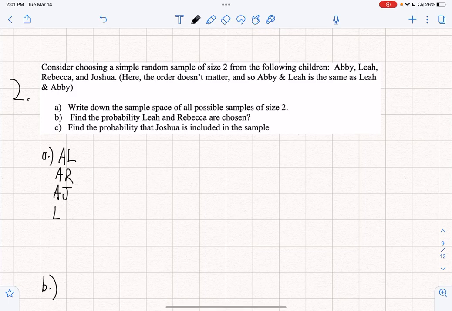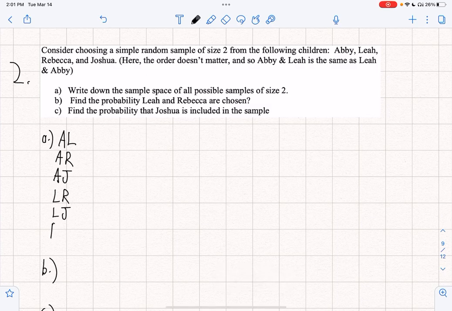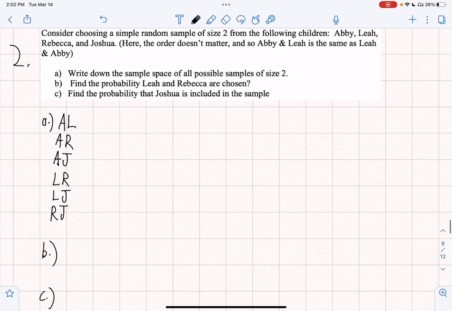Leah could be paired with Abby, but we've already accounted for that. Leah could be paired with Rebecca, and Leah could be paired with Joshua. And then Rebecca could be paired with Abby, but we've already accounted for that here. Rebecca could be paired with Leah, but we've already accounted for that here. So Rebecca could be paired with Josh. And then we've already matched Josh with all 4 people. So this is our sample space.